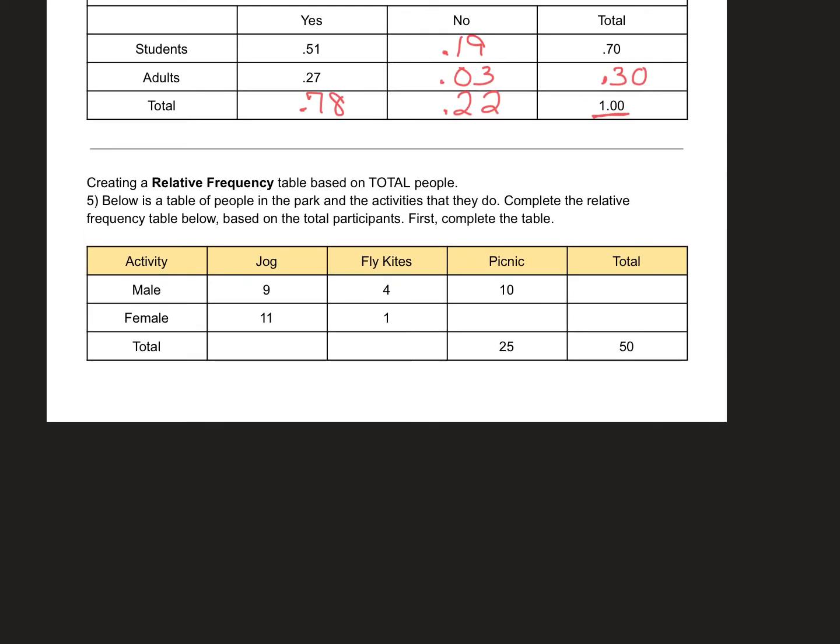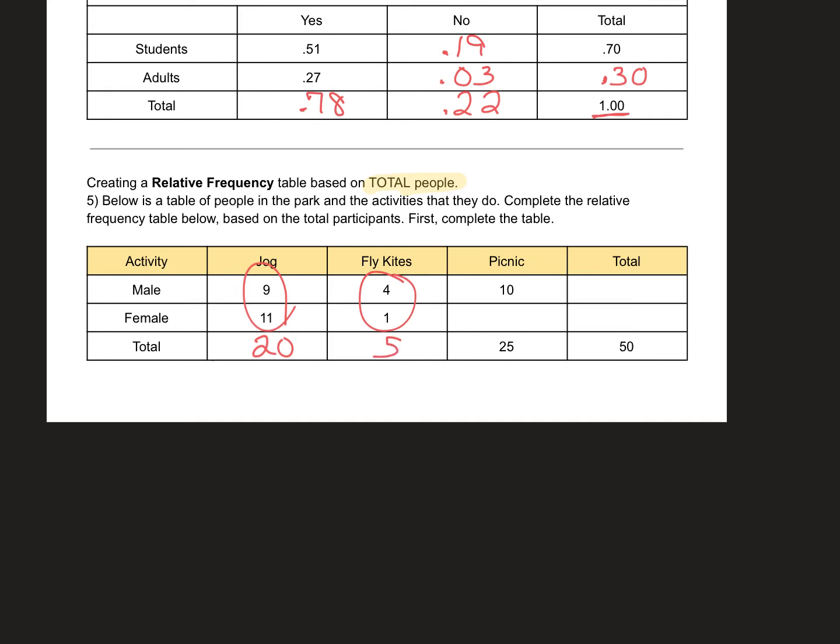Creating a relative frequency table based on the total people. So below we have a table of people in the park and the activities they do. Complete the relative frequency table based on the total participants. First, we're going to complete the table. So, again, I'm just going to be using addition to figure this out. So, obviously, 9 plus 11 gives me 20. 4 and 1 gives me 5. 20 plus 5 plus 25 is 50.